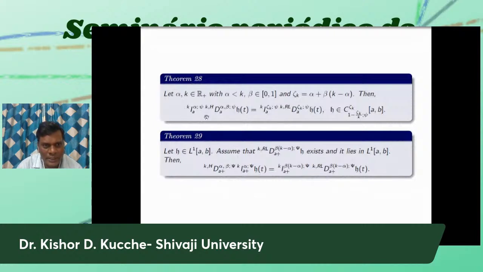This is the result related to the k-psi Riemann-Liouville integral of the k-psi Hilfer derivative. Okay. So when alpha, k are positive, alpha is less than k, beta is between 0 and k, and psi k is this number, then the k-psi Riemann-Liouville fractional integral of the k-psi Hilfer derivative is written in this format. This is the k-psi Riemann-Liouville fractional integral of the RL derivative. We can see here this order is the same, which is zeta k.